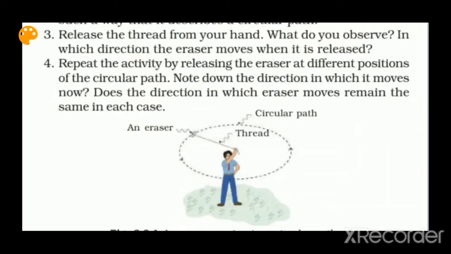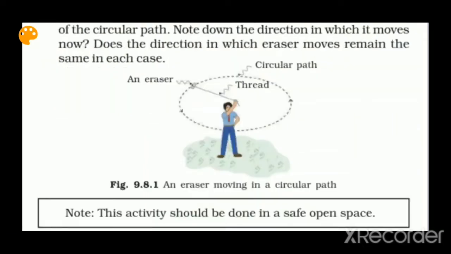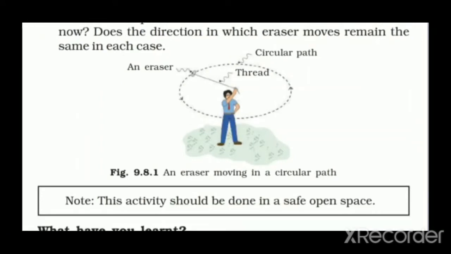So you have to release the eraser at different positions and you have to note down in which direction the eraser moves. And does the direction in which eraser moves remain same in each case? Try doing this activity in a safe open space and identify the direction of motion of the eraser.